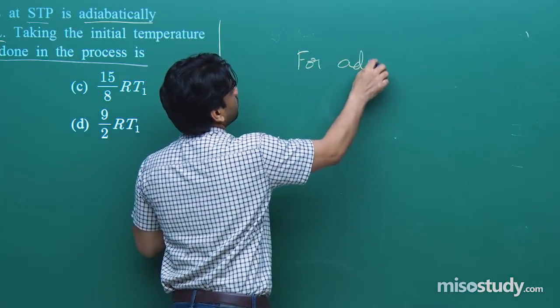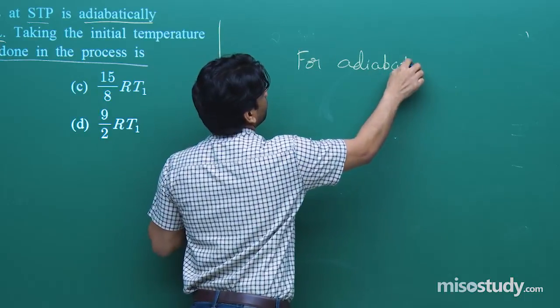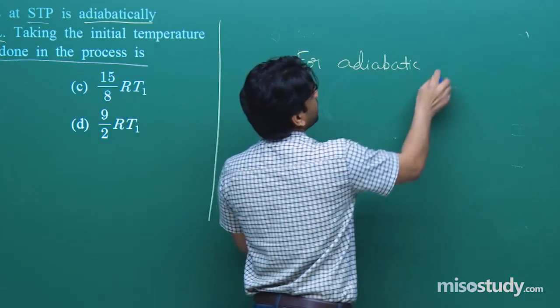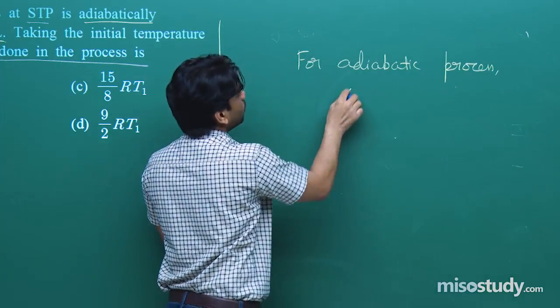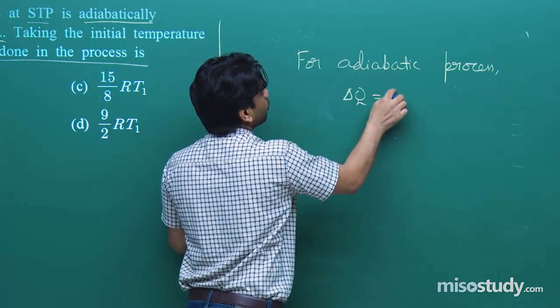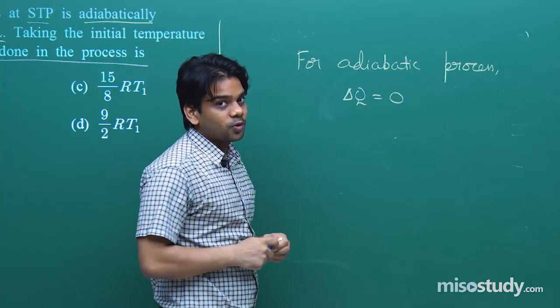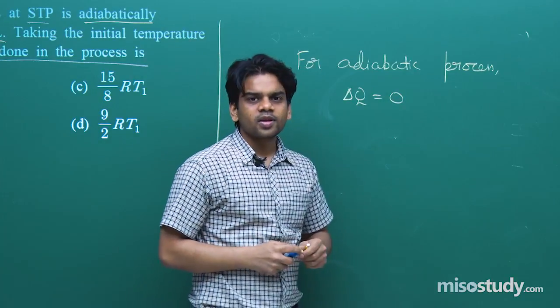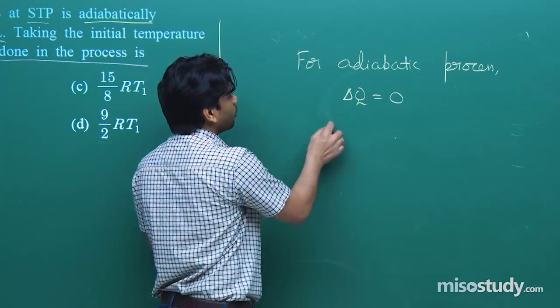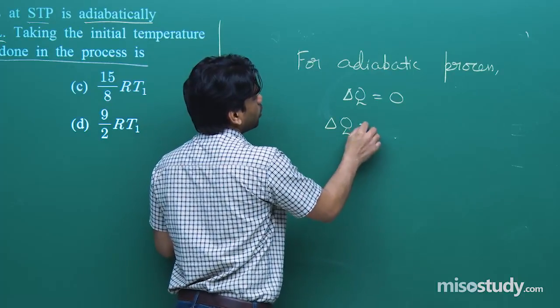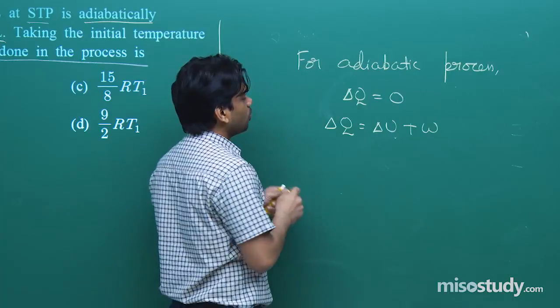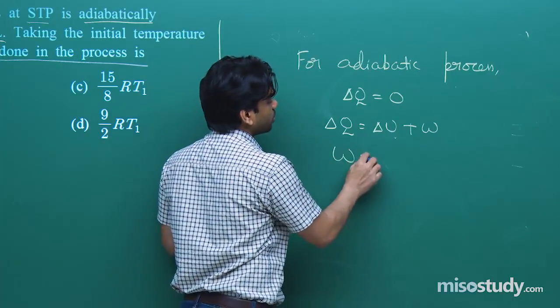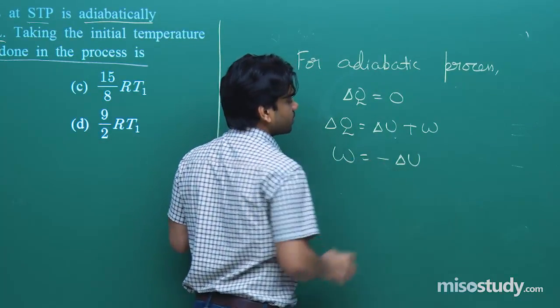For an adiabatic process, we know that delta Q is equal to 0. This is what we know. Next you see that we can use the first law of thermodynamics equation, because that will also be holding: delta Q is equal to delta U plus W. If this is 0, we will get W is equal to minus delta U.